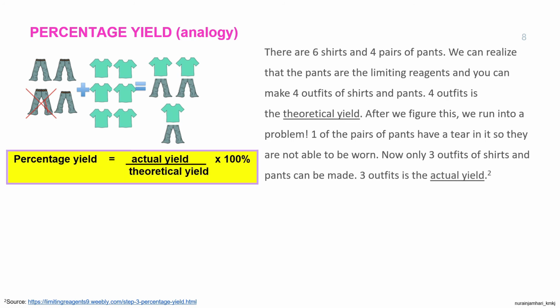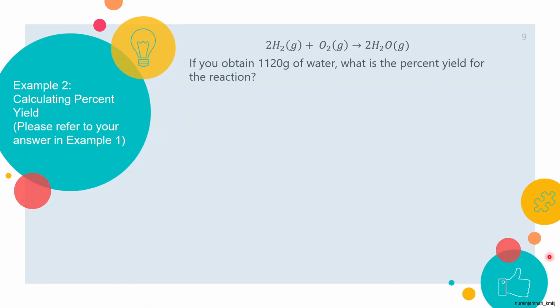To calculate the percentage yield, actual yield divided by theoretical yield times 100%. 3 outfits divided by 4 outfits times 100%. So the percentage yield is 75%.